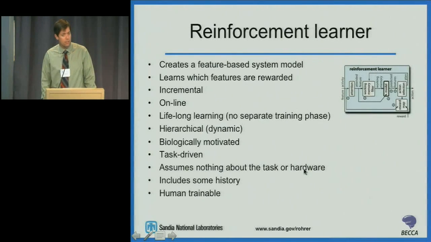So the features, the attributes of this reinforcement learner that are desirable are that it is also incremental and online. It learns which features are rewarded and which are not. Also, it continues to learn over its lifetime. There's no separate training phase. Its behavior is driven entirely by the task at hand. But it assumes nothing about that task to start with.